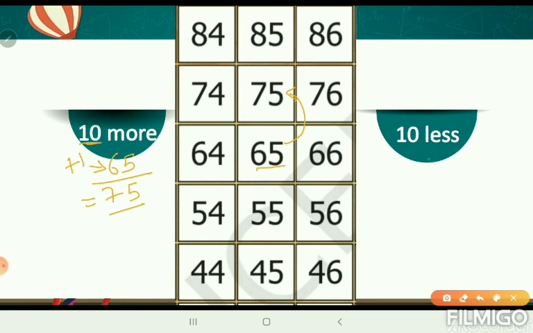In the same way, if I want to find 10 less than 65, 10 less than 65 means you have to jump down one step. Your answer is 55. So 10 less than 65 means again I am subtracting 1 from the tens place. So when I am subtracting 1 from the tens place, I am getting my answer as 55.